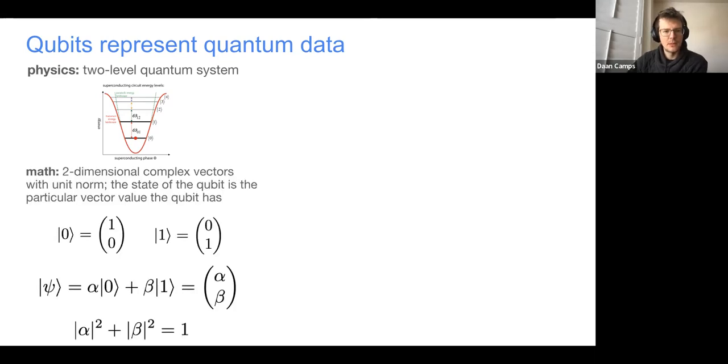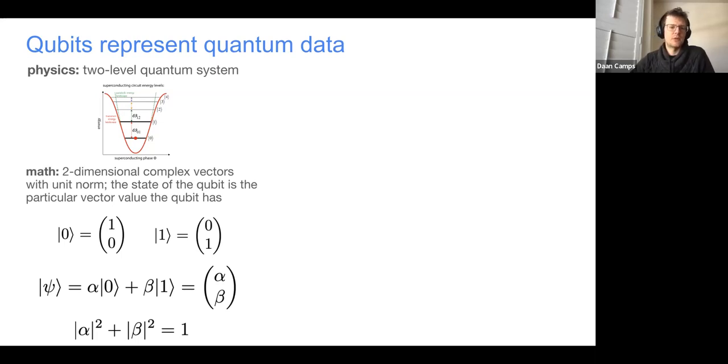If we look at a mathematical description of what this looks like, we're actually dealing with two-dimensional complex vectors of unit norm. So we can describe the state of a single qubit by a particular vector value that the qubit has.